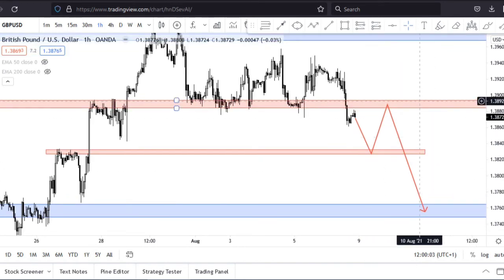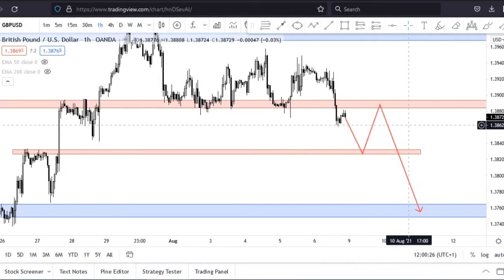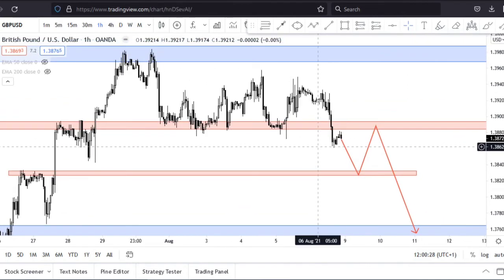We'll be looking at this area here at the 1.38, 1.39 level around here, the 1.38 level around here, and the 1.375 level around here. Those are our key areas that we'll be looking to capitalize on in the upcoming week.